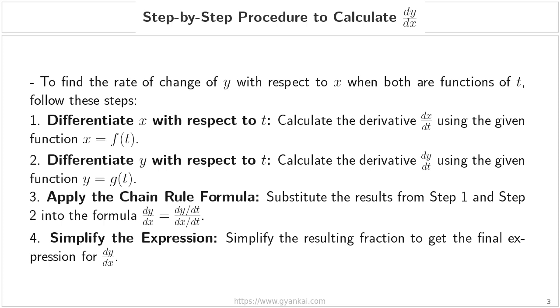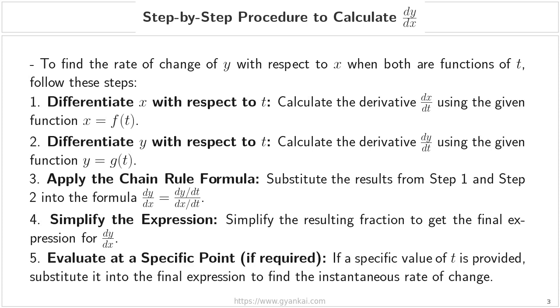Finally, check if the problem requires the rate of change at a specific moment. If a particular value for t is provided, substitute that value into your simplified expression to determine the instantaneous rate of change at that exact point. To see how these steps work in a practical scenario, we will now move on to a real-world example involving the motion of a particle.